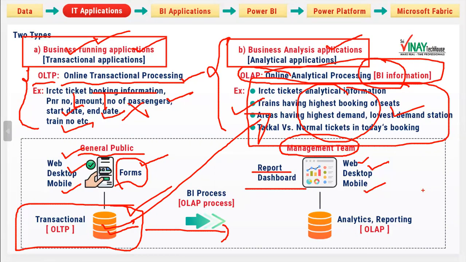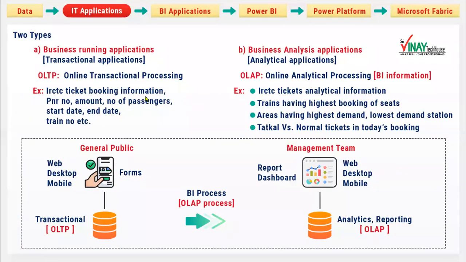But how do you move this normal data into this? There is a process called the analytical process or BA process. So you will get this kind of data. You implement the BA process and generate a report or dashboard, which the management team will view through web, desktop, and mobile presentations.